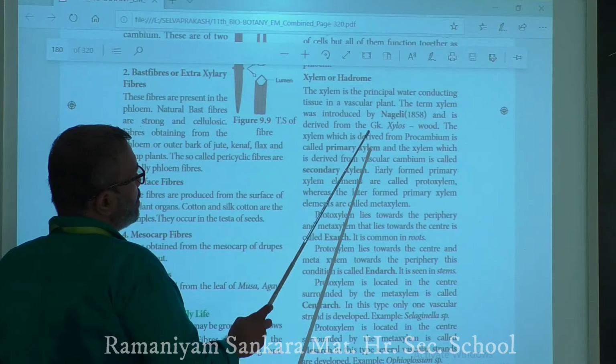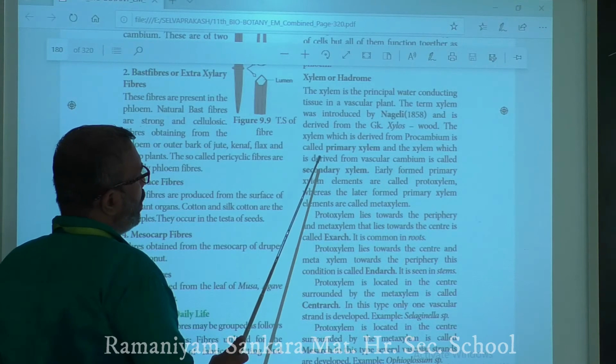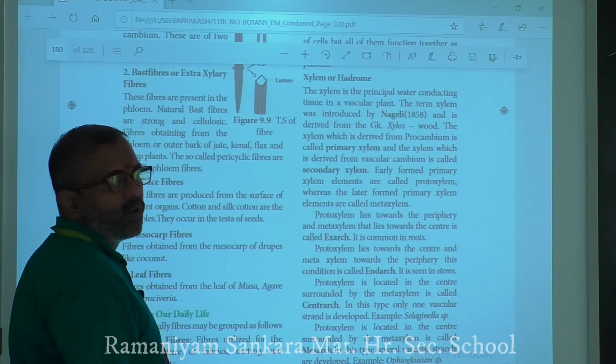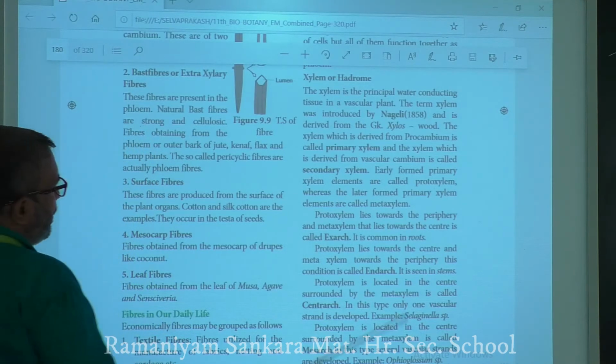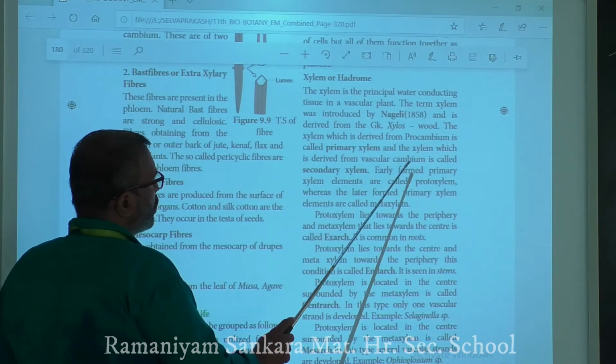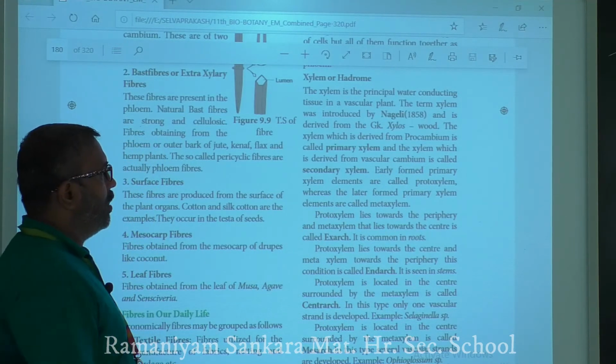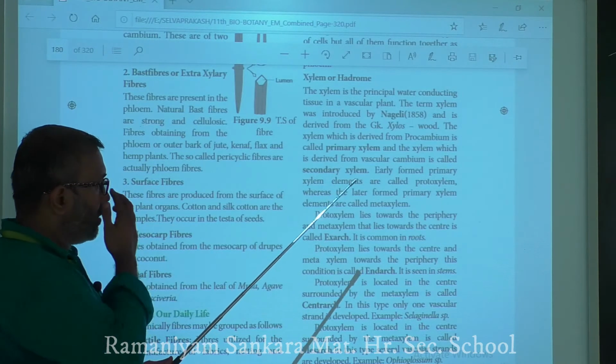The xylem which is derived from the procambium is called primary xylem, and the xylem which is derived from the vascular cambium is called secondary xylem.